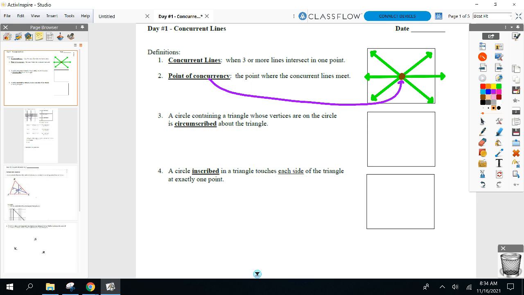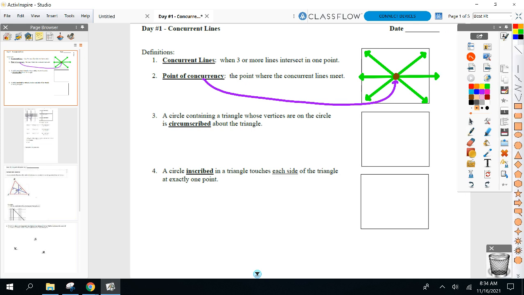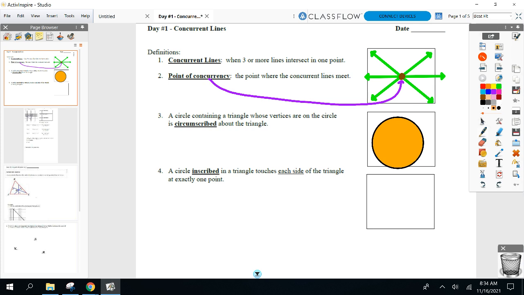Circumscribed versus inscribed, number 3 and 4. Circumscribed versus inscribed. Circumscribed. Everyone draw yourself a circle right now. Go ahead, draw yourself a circle. Circumscribed means the circle is on the outside of my triangle. The circle is on the outside of my triangle.